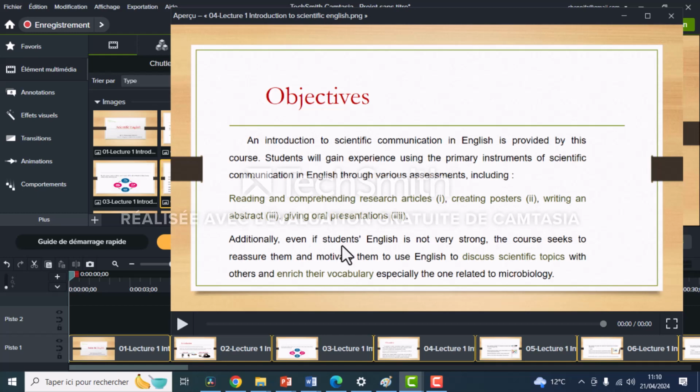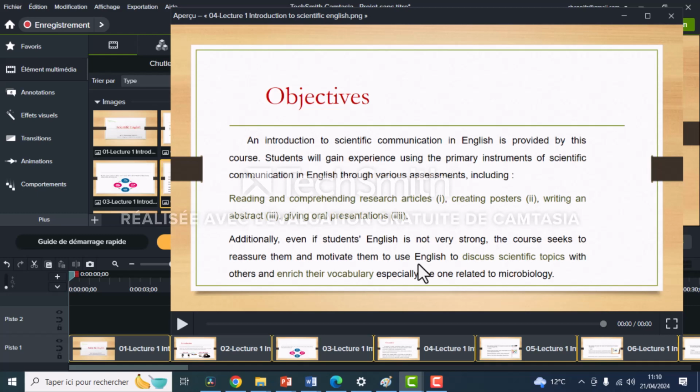As you know, English is not our mother tongue. What we use every day is the Algerian dialect. English is our third language. It's a foreign language, so c'est une langue étrangère. Our level in English is not very strong.